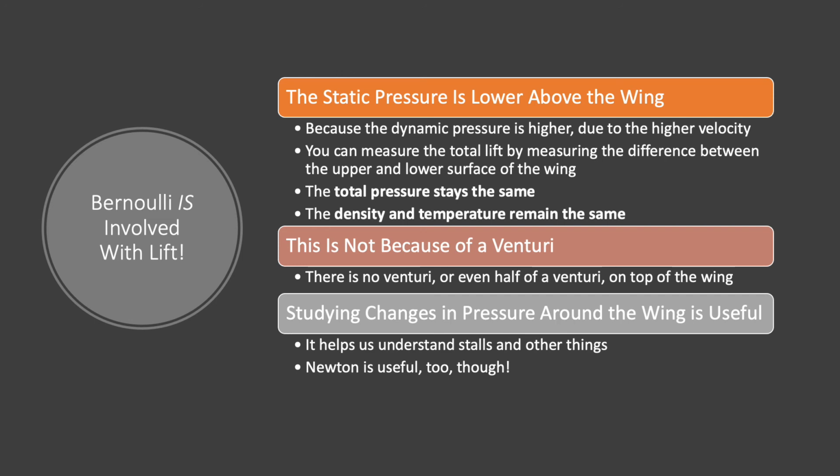The total pressure remains the same as the air passes over the wing, and therefore the temperature and the density remain the same. All of this assuming that you're at subsonic speeds. However, none of this is due to a Venturi. There is no Venturi or even half a Venturi on top of the wing. Studying the changes in pressure around the wing is useful to us because it helps us understand why the wing stalls and why some wing shapes stall sooner than other wing shapes. However, Newton is very useful too, and we're going to cover that in a separate video.